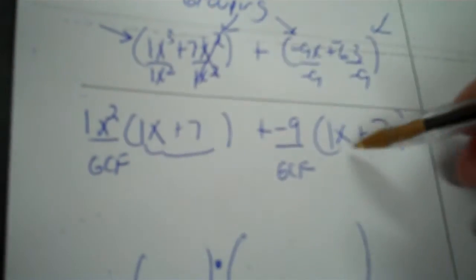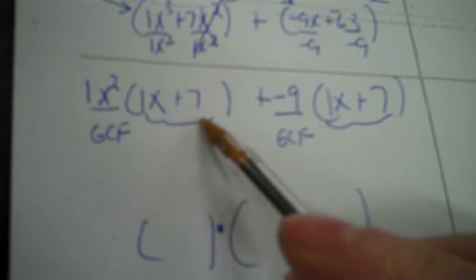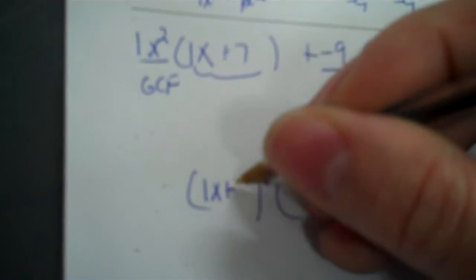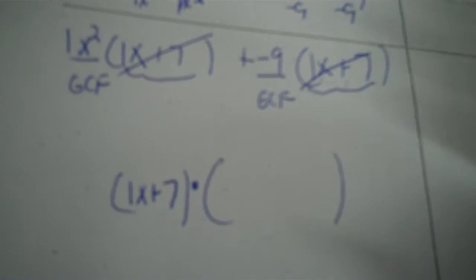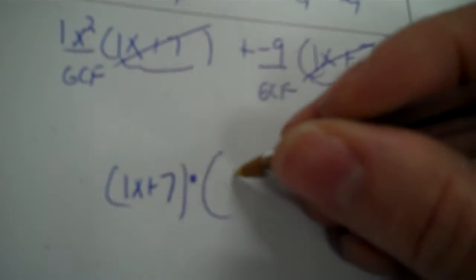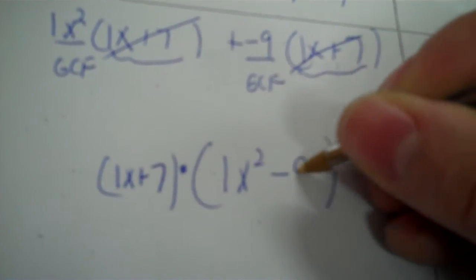Now, what about the last part? Now, the parentheses match. They're identical. So whatever expression is inside each one of those goes out here. Now you can cross those out. After you put that expression in there, you cross them out. And then you put 1x to the second, negative 9, but instead of writing plus negative, you write minus, okay? 1x to the second minus 9. Okay, so the grouping's done.